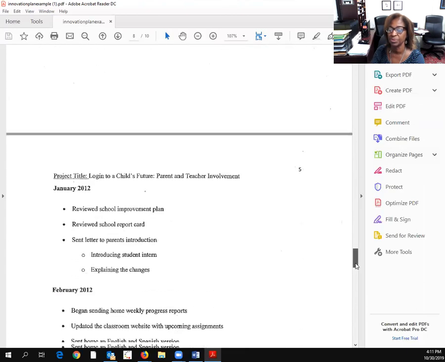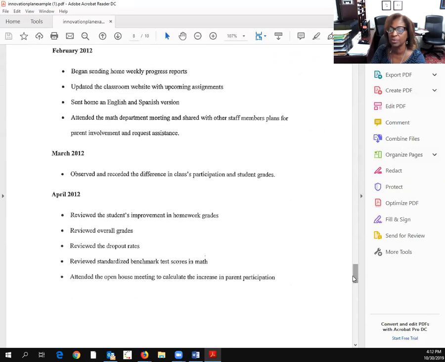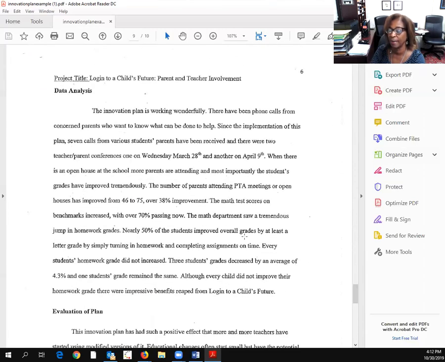Here's the timeline. In January 2012, this is what happened. They reviewed the school improvement plan, they reviewed the school report card, they sent a letter to the parents. February 12th, they began sending home weekly progress reports. They updated the classroom website, and I hope this is still sharing. In March, they observed and recorded the differences. And in April, they reviewed the students' improvement and homework grades, reviewed overall grades, reviewed the dropout rates, reviewed the standardized benchmarks, and attended open house. Then they analyzed the data. Okay, you can read that for yourself.